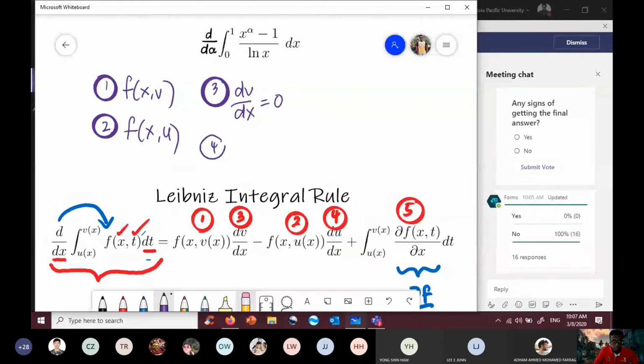Okay, component number 4. Number 4 is du over dx. My u in this case is 0. You differentiate 0, you get 0. So again, my du over dx is 0. So one thing to keep in mind is that when you have your limits as constant, your upper limit is a constant or your lower limit is a constant, when both of them are constant, you are going to get 0 no matter what the constant is.